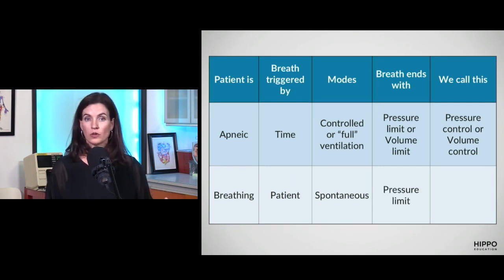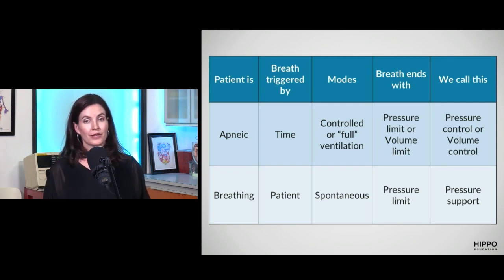So the patient will start the breath, the machine will give them a pressure boost to help them, and when it hits the pressure you've set, it stops blowing air in. And we call this pressure support. The other common spontaneous mode that people use in the emergency department is non-invasive ventilation. So when you're setting a BiPAP machine, that is a type of pressure support. The patient is initiating every breath and they're getting a pressure boost from the machine on each breath.